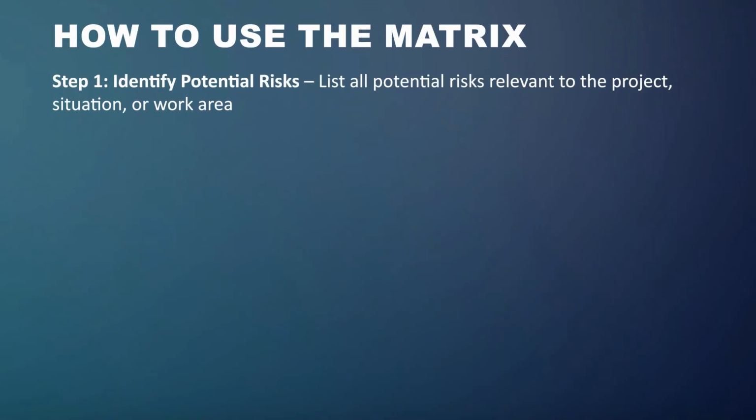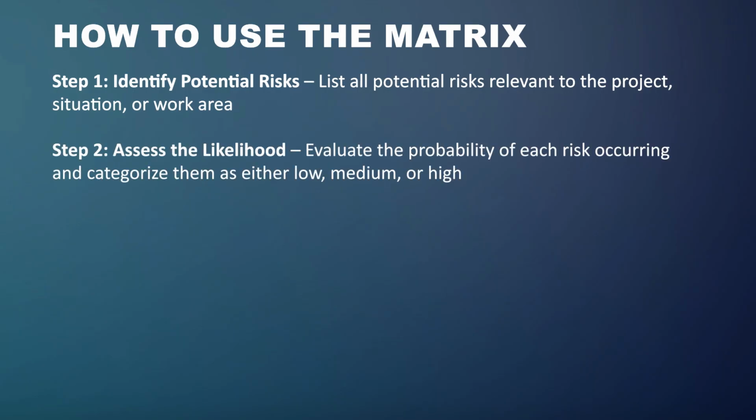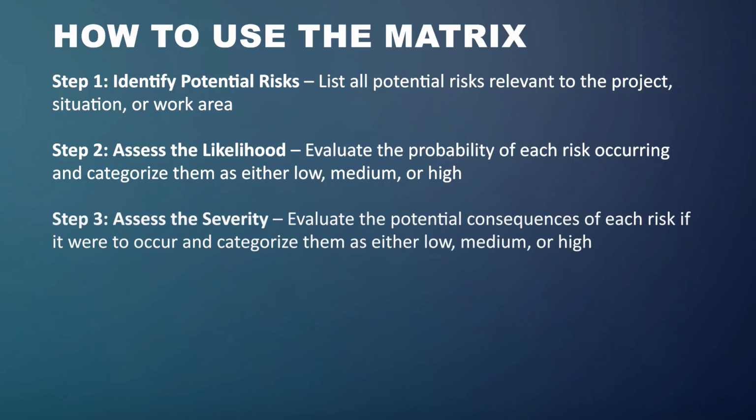Step 1. Identify potential risks. List all potential risks relevant to the project, situation, or work area. Step 2. Assess the likelihood. Evaluate the probability of each risk occurring and categorize them as either low, medium, or high. Step 3. Assess the severity. Evaluate the potential consequence of each risk if it were to occur and categorize them as either low, medium, or high.